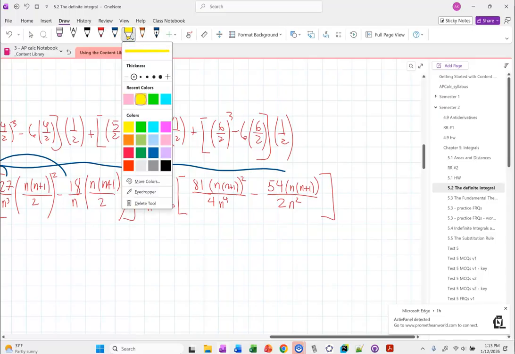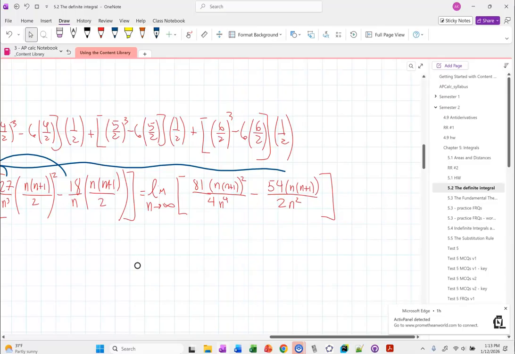And now I'm ready. What type of limit are each of these? Rational functions. What's the degree of the numerator in the first one? To the fourth, because I have an n squared squared. And the bottom? Fourth. So this limit is just going to be leading coefficient over leading coefficient, or 81 over 4. And then I have minus over here. Rational function, so I have 54 over 2. And there's my answer.